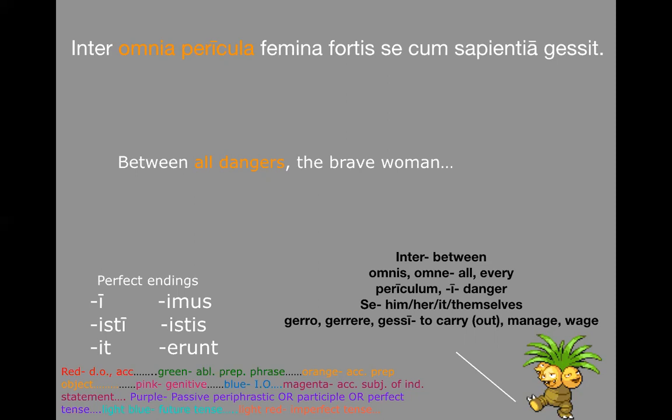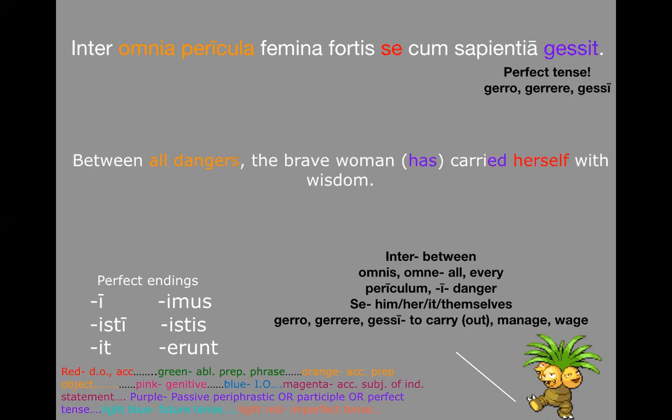personal, reflexive pronoun. Sui, sibi, se means him, her, it, or themselves. So she carried herself, cum sapientia, with patience. Oh, I'm sorry, with wisdom. With wisdom. So has carried, has is the perfect tense kind of helping verb, but you could just say carried as though it was imperfect, gerebat, which is fine.